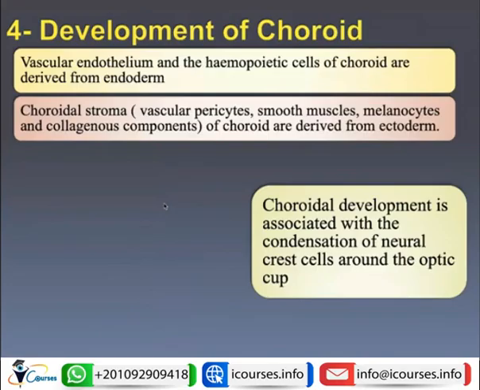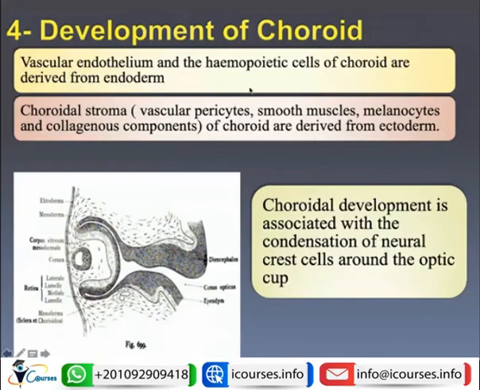Okay, so now let's talk about the development of the choroid. The choroid is vascular; the endothelium and the hematopoietic cells of the choroid are derived from the endoderm. As I told you when I was talking about the canal of Schlemm, mostly the blood vessels are derived from the endoderm, while the choroidal stroma, formed from the pericytes, smooth muscles, melanocytes, and the collagen, is derived from the ectoderm.